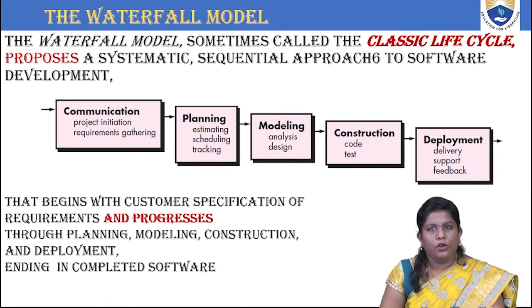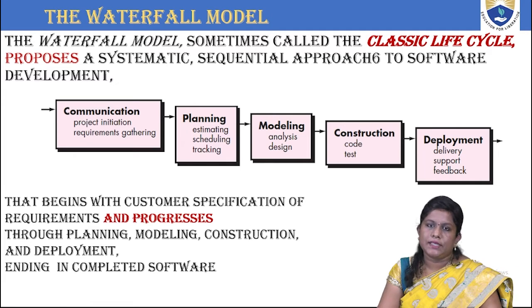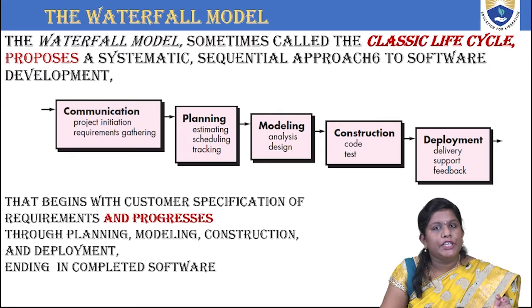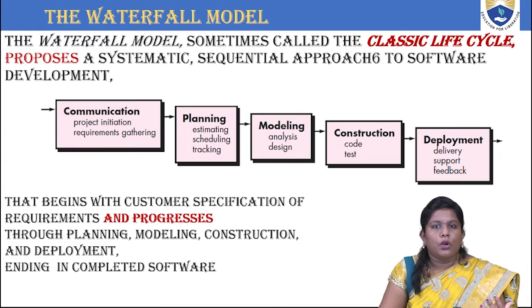Moving further, the waterfall model. Let us start off. Before I start, please have a look at the diagram, which shows the same phases: communication, planning, modeling, construction, and deployment. As I told you, communication is nothing but initiation of the product, then you gather some requirements. Next, planning, where you estimate a plan and track that particular work. Modeling is the designing part. Construction is generating code and testing it. Deployment is nothing but the delivery, support, and the feedback, right?